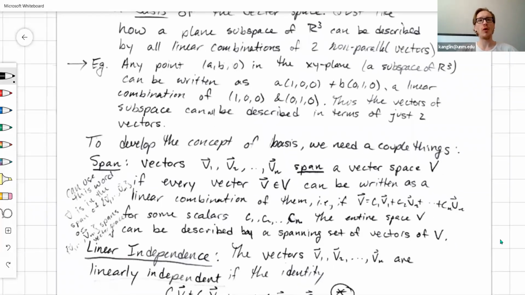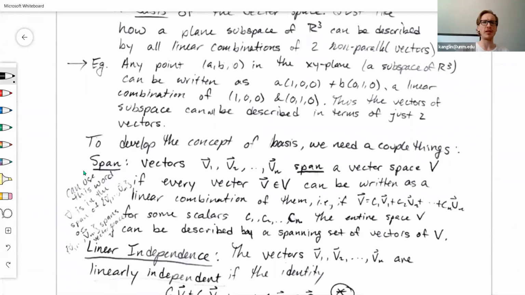The other big concept we want to talk about on top of describing span, and maybe before we go further, let me mention this note I have here in the margin. I'm mentioning that you can use this word span in a couple of different ways. So one way we can talk about it is to say that V is in the span of this set of vectors V1 through Vn.